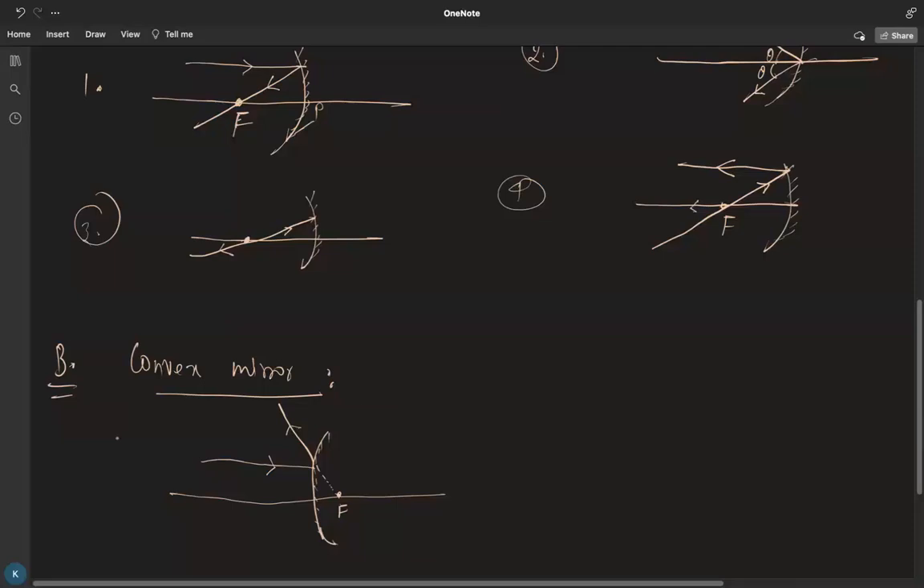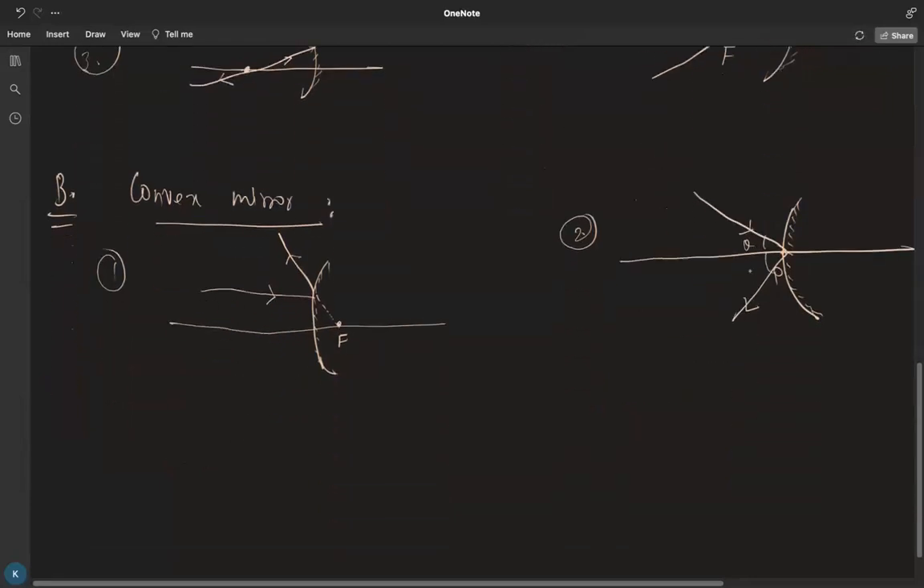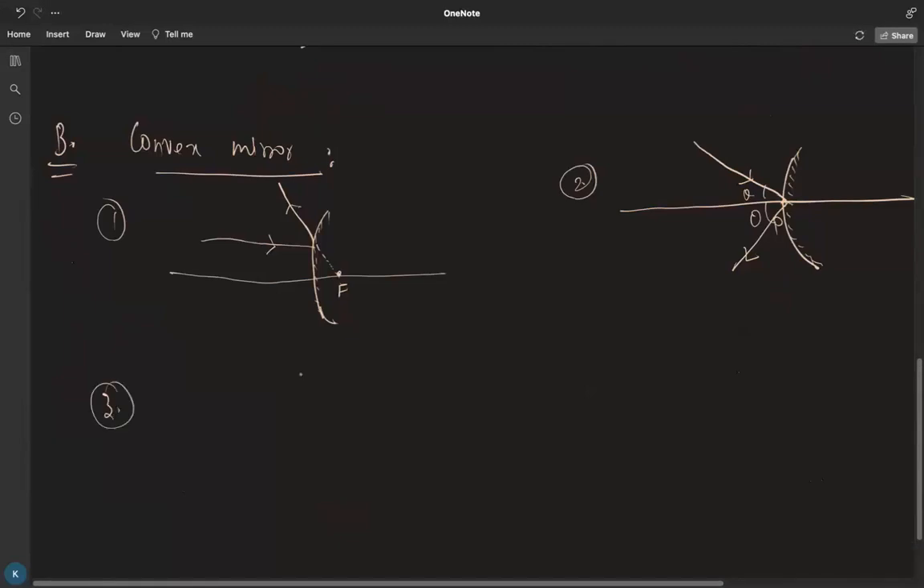Now the next thing. This is the first one, and same as the concave mirror, the second part. Let us suppose this is our convex mirror, and this is our pole, and the ray of light is incident on the pole. After reflection, it goes at the same angle, theta. The third one: this is our convex mirror, and there is its center of curvature. If a ray of light is incident and appears to pass through the center of curvature, after reflection it is redirected along the same path. This is the thing that you have to keep in mind.